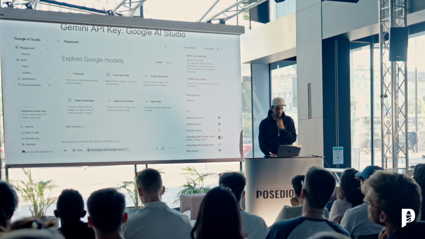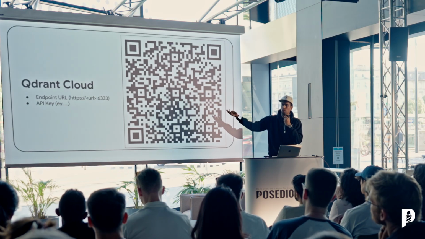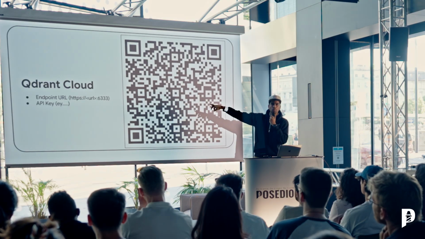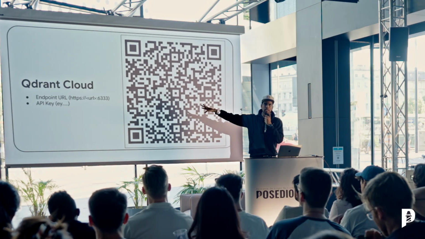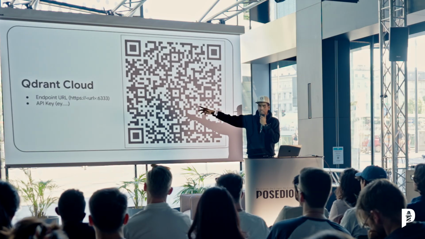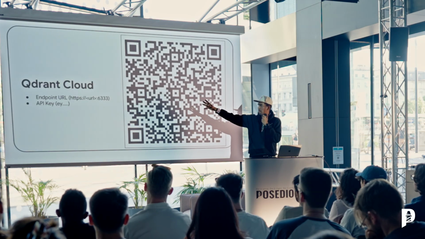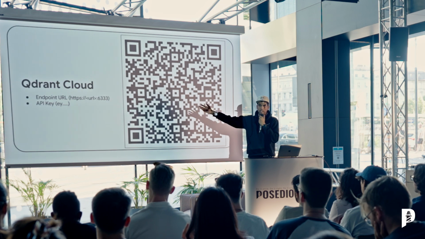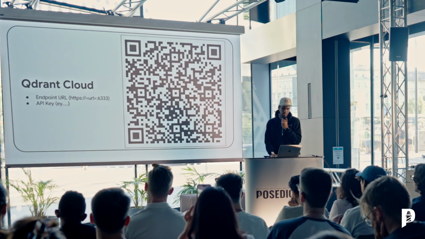And then Qdrant, we are using Qdrant Cloud. When you are using Qdrant Cloud, you need 2 things. One is the endpoint, which is your URL, and second is the API key. So the API key will always start with EY, and the endpoint URL basically starts with HTTPS and ends at port 6333.